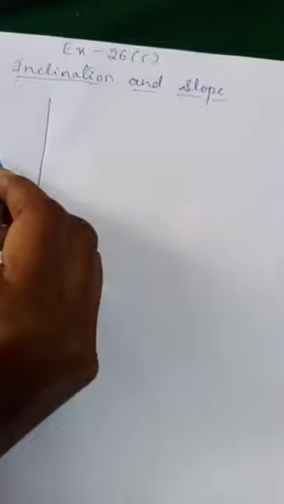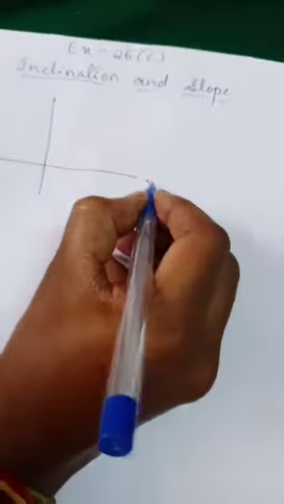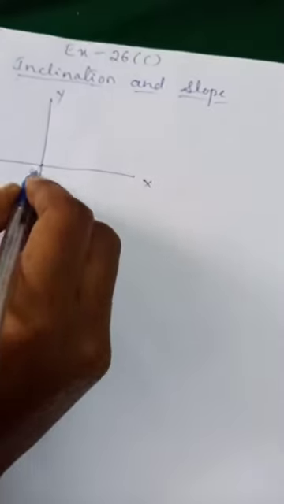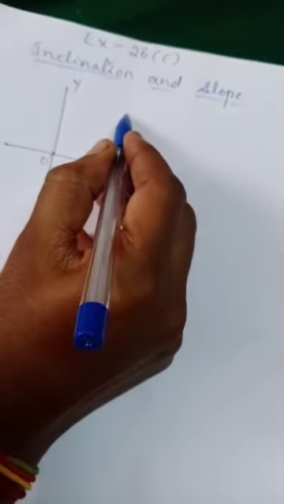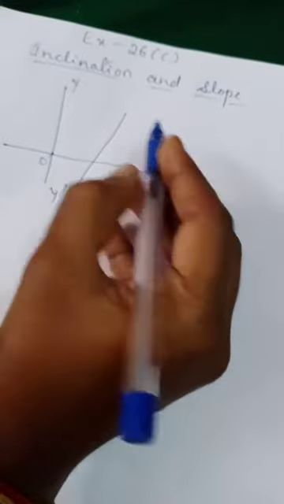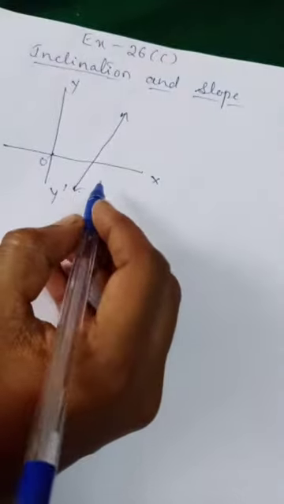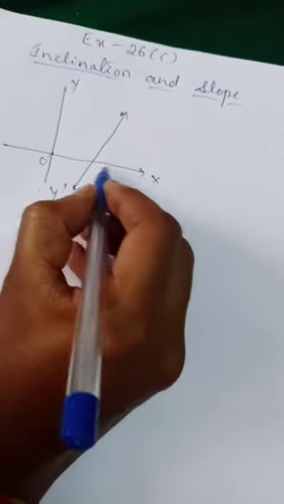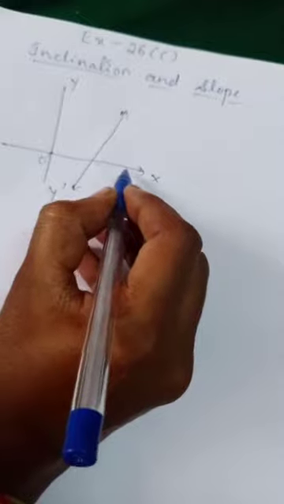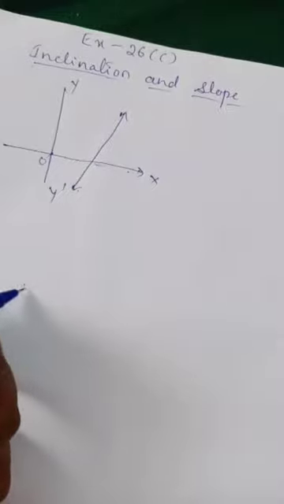So this is the coordinate axes x, x dash, y and y dash. Inclination is nothing but the angle made by a straight line. So this is a straight line, the angle made by a straight line with the x-axis in positive direction. We will try to understand this with a few examples.